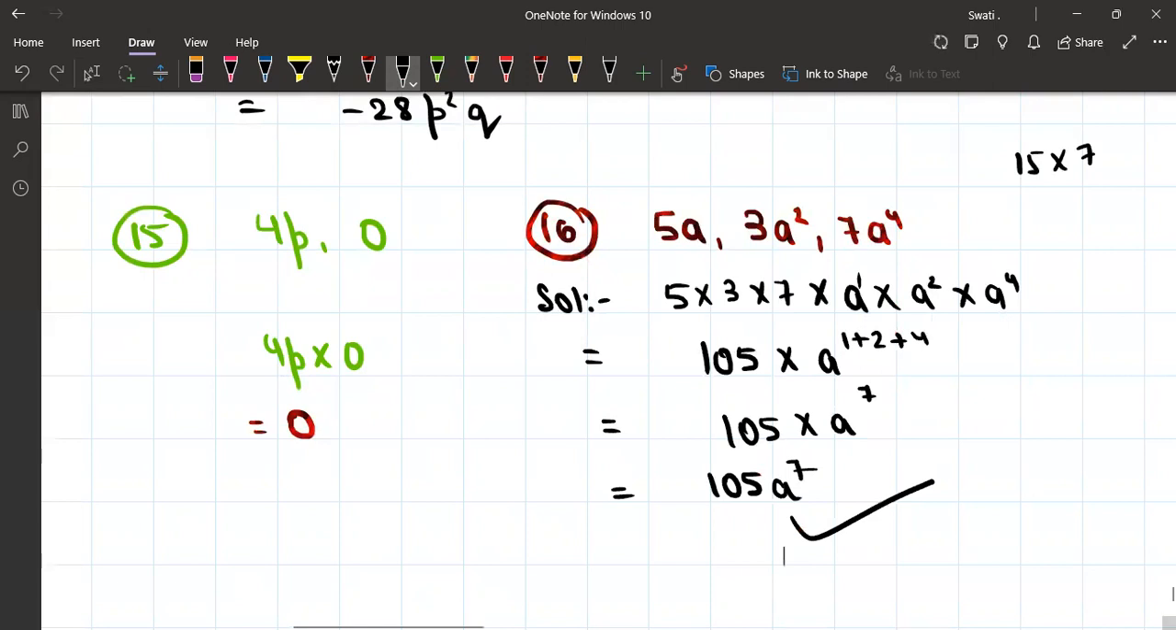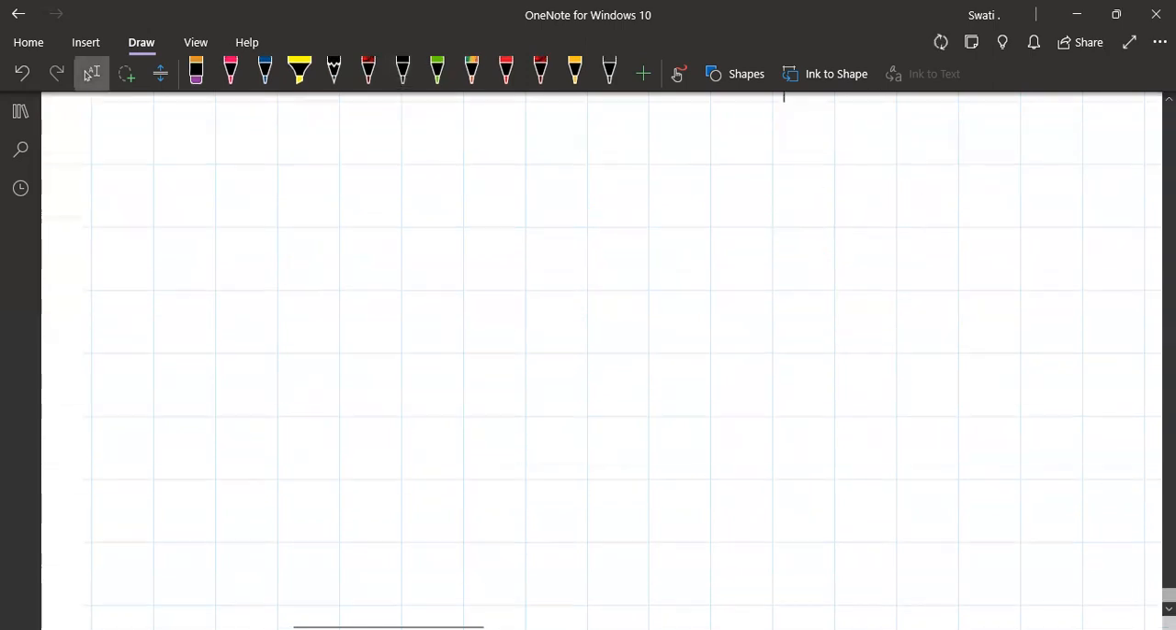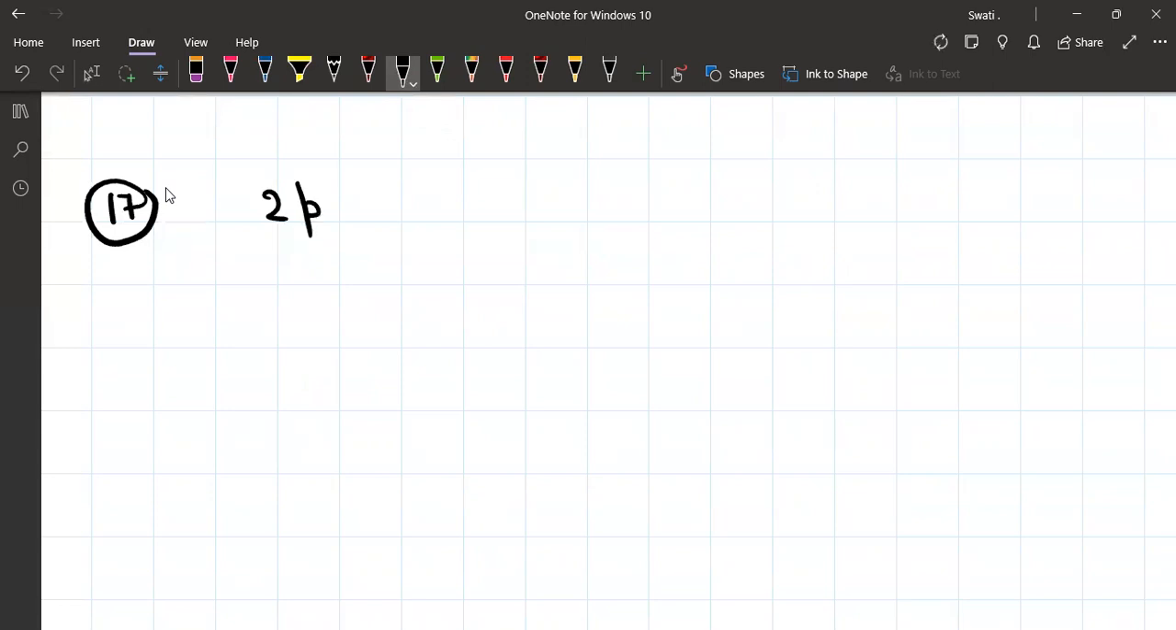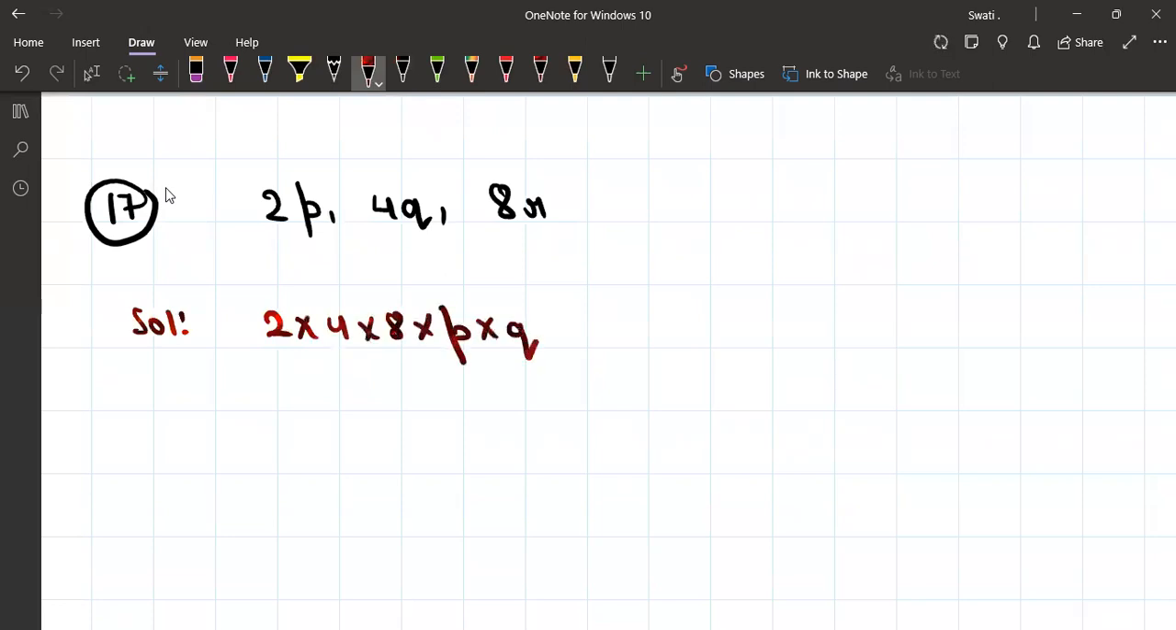Now let's move to the 17th question. And in the 17th question, we need to multiply 2p comma 4q comma 8r. It's very simple. Once again, we just need to multiply the numbers. So 2 times 4 times 8, and the other term, it is p times q times r. Here, remember that all these terms are different, p, q, r. So that you can't multiply.